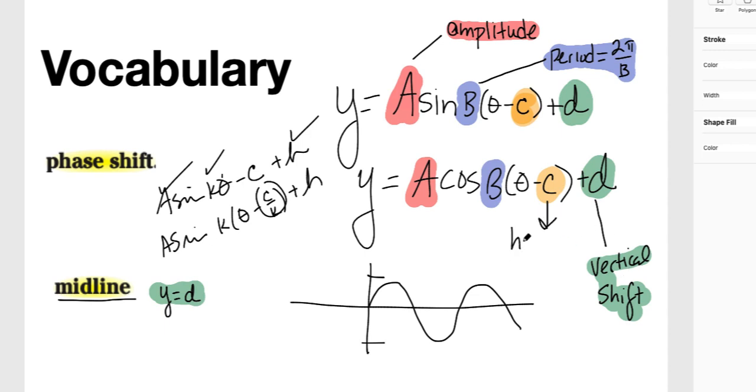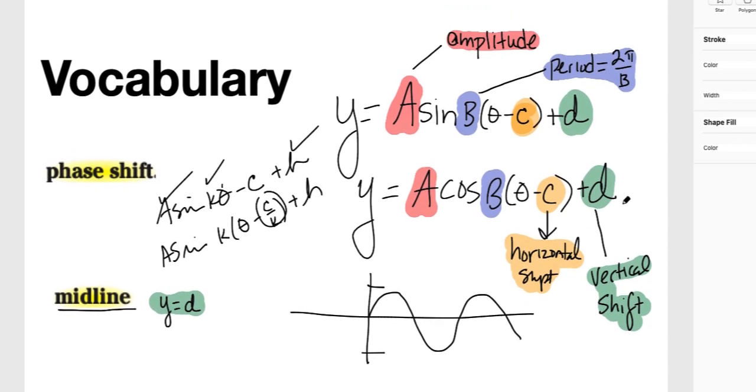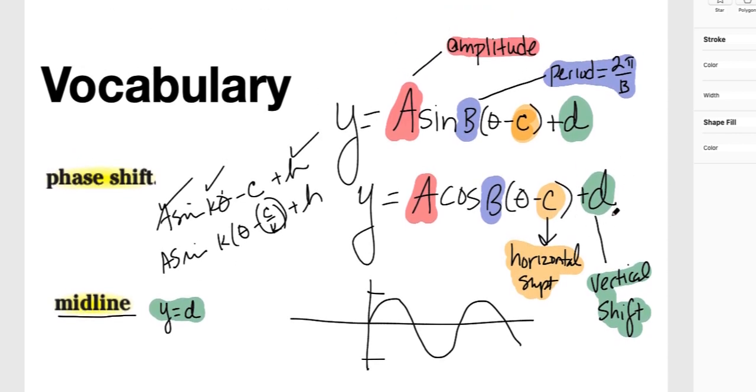This is a horizontal shift, just like we're used to. When we're dealing with any function, we always get a horizontal shift when something is being added or subtracted to the x term. All right. And so that phase shift comes from our horizontal shift. Our midline comes from the vertical shift specifically.